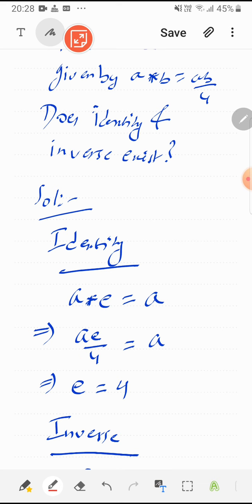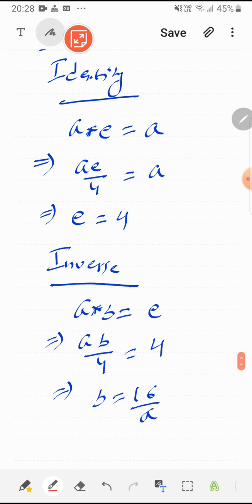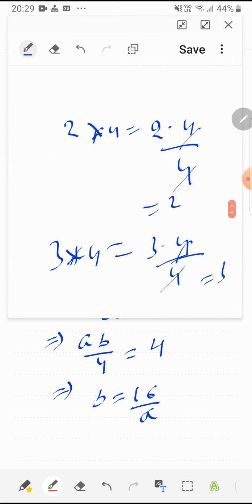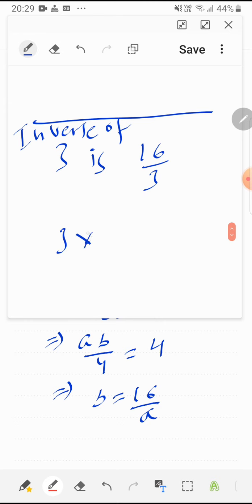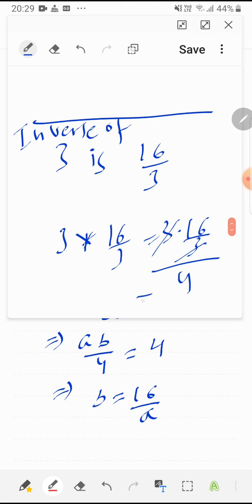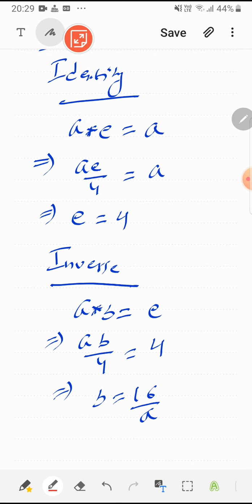Next, inverse. The definition of inverse is A star B equals E, that is AB upon 4 is equal to 4, or B is equal to 16 upon A. That means the inverse of 3 is 16 by 3. So if I apply star between 3 and 16 by 3, it is 3 into 16 by 3 whole upon 4. If I cancel this, the result is 4, which is the identity. So that means it is verified also. You can verify this in rough work. That means 16 upon A is the inverse of A.